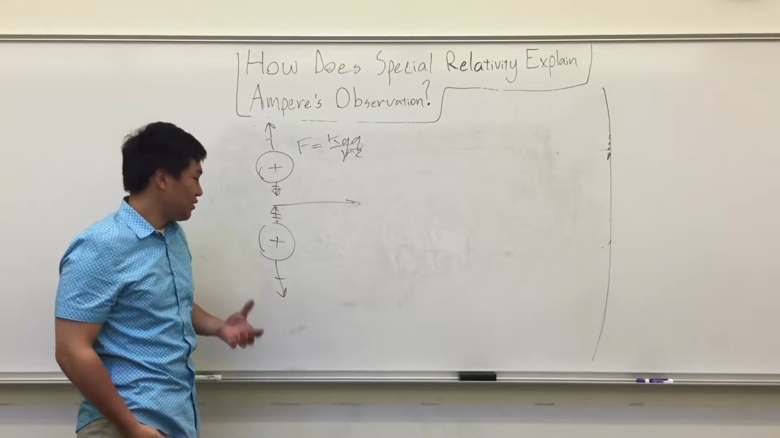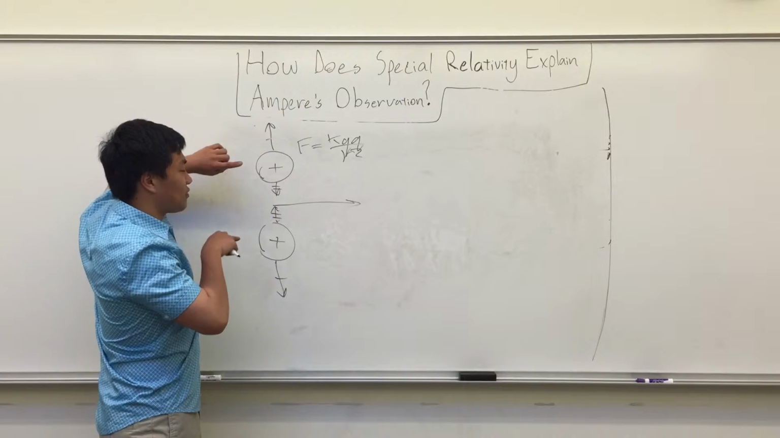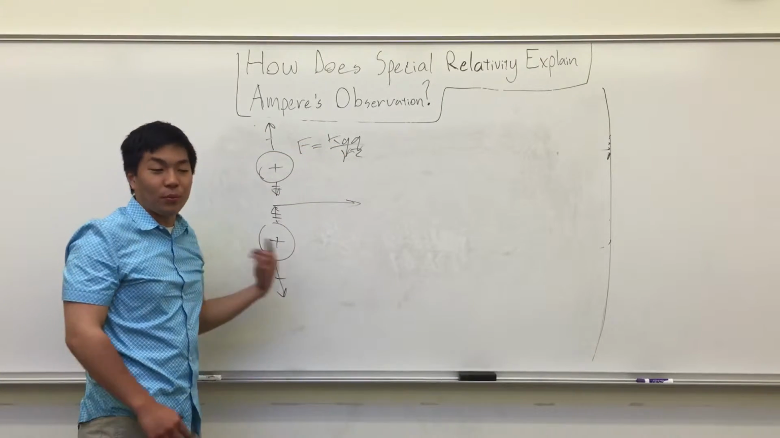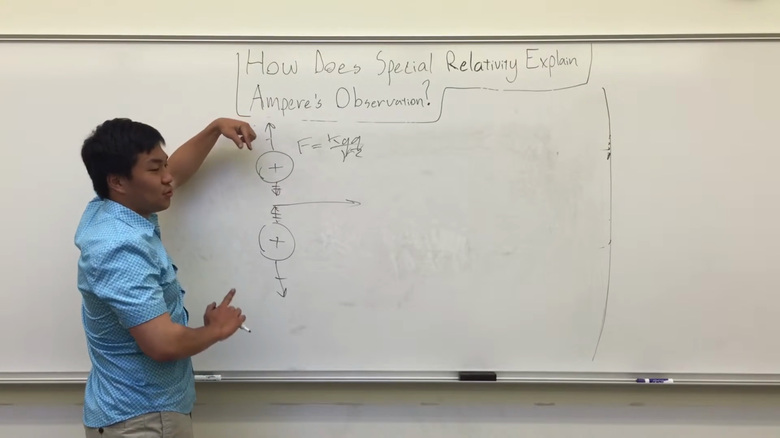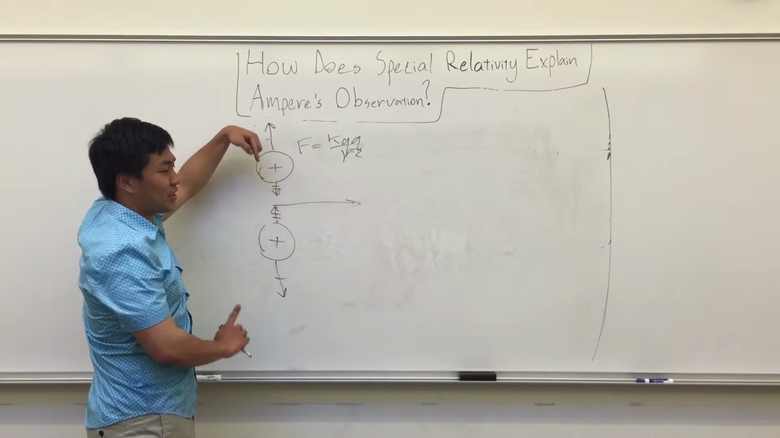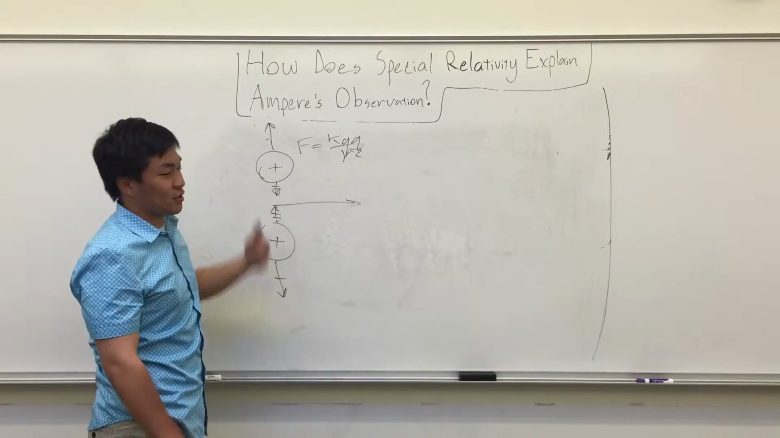And on a little side note, here you have two positive charges moving in the same direction. You could almost think about this as if it was current, and you see that two currents running parallel do indeed seem to attract. So the case looks pretty good for Ampere.